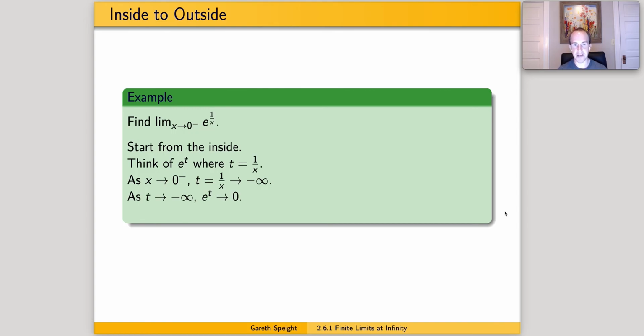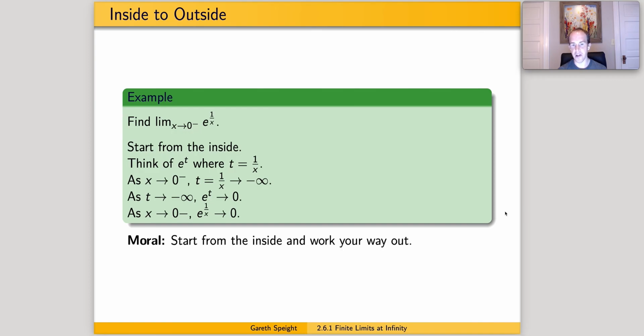And then as t goes to minus infinity, remember we're interested in e to the 1 over x, but we rewrote that as e to the t. So now we have e to the t, and t is going to minus infinity. Well, if you remember the graph of the exponential function, as the input goes to minus infinity, the exponential function goes to 0. So e to the t is going to go to 0. And now we worked our way to the outside, but t was 1 over x, right? So in other words, as x goes to 0 from the left, t goes to minus infinity, but that's just another way of saying e to the 1 over x goes to 0.